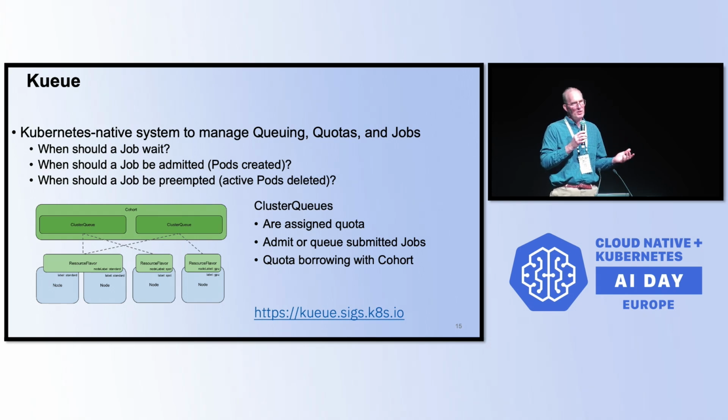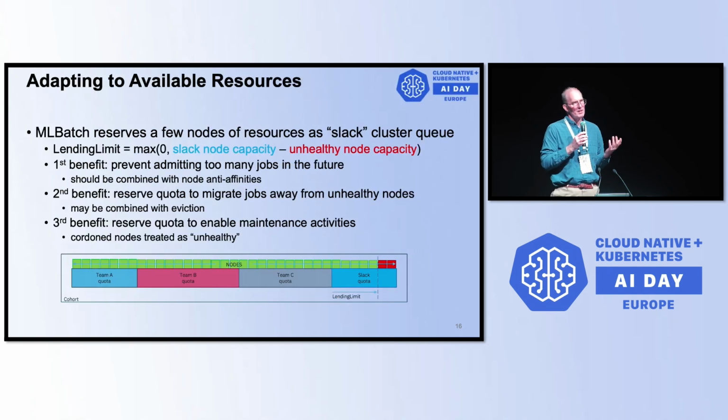And the cluster queues are grouped together into cohorts. You can have multiple cluster queues in a cohort, those cluster queues are assigned quotas, and they can borrow quotas from each other. That borrowing mechanism is one of the key mechanisms we use to deal with varying size clusters. In particular, what we do in our clusters in ML Batch is reserve a few nodes of resources as what we call a slack cluster queue.